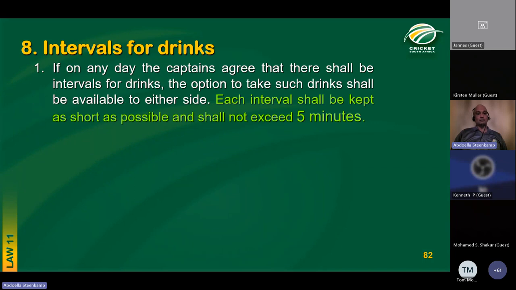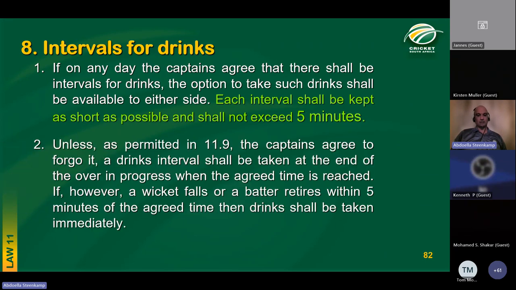Interval for drinks. The Law has guided us here by telling us drinks shall not exceed 5 minutes. So in Test match cricket, the drinks are 4 minutes. That's a playing condition for Test match cricket. In provincial cricket in South Africa, it's also 4 minutes. All the Law does is guide us by telling us that the governing body can determine how long they want drinks to be, but that drinks interval shall not exceed 5 minutes.